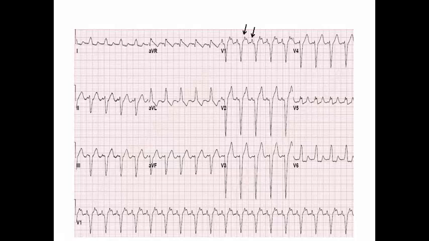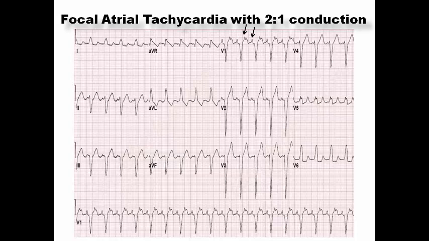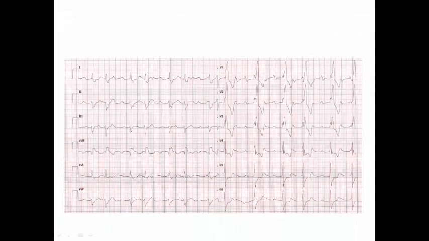But we can see that we have two P waves. One of them is superimposed on the T wave and blocked in the AV node, so it is not followed by a complex, while the second one is followed by a complex. So we have atrial tachycardia with 2-to-1 AV block or 2-to-1 conduction. So this is another pattern of atrial tachycardia.